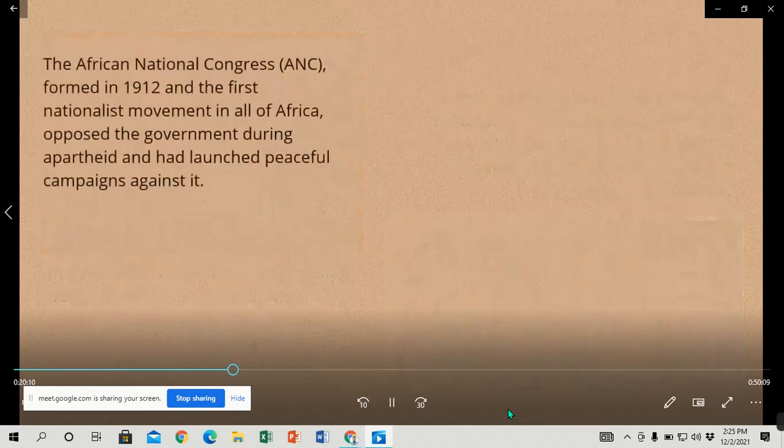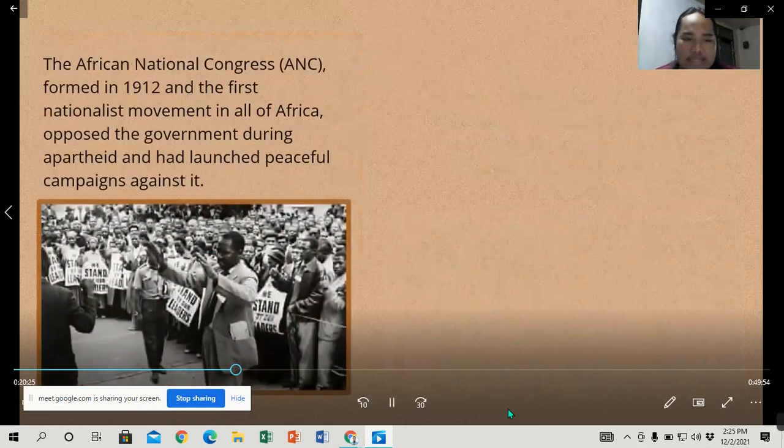So the African National Congress, or ANC, formed in 1912, the first nationalist movement in all of Africa, opposed the government during apartheid and launched peaceful campaigns against it. So during this time, there is the formation of the African National Congress in 1912. So this is already a long-standing congress or organization during this time.